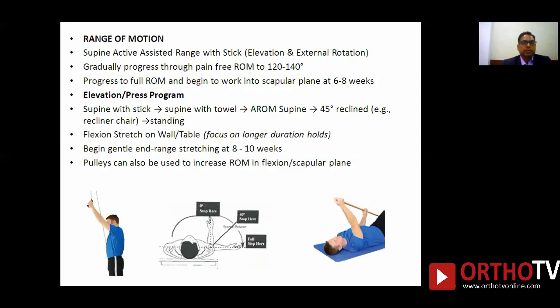The flexion stretch on the wall or the table can be started. That will start the isometric strengthening of the cuff and the scapular muscle. Begin gentle end stage stretching at about 8 to 10 weeks. The pulley is an excellent tool, but it can be used very gently to increase the range of motion in flexion and in the scapular plane.